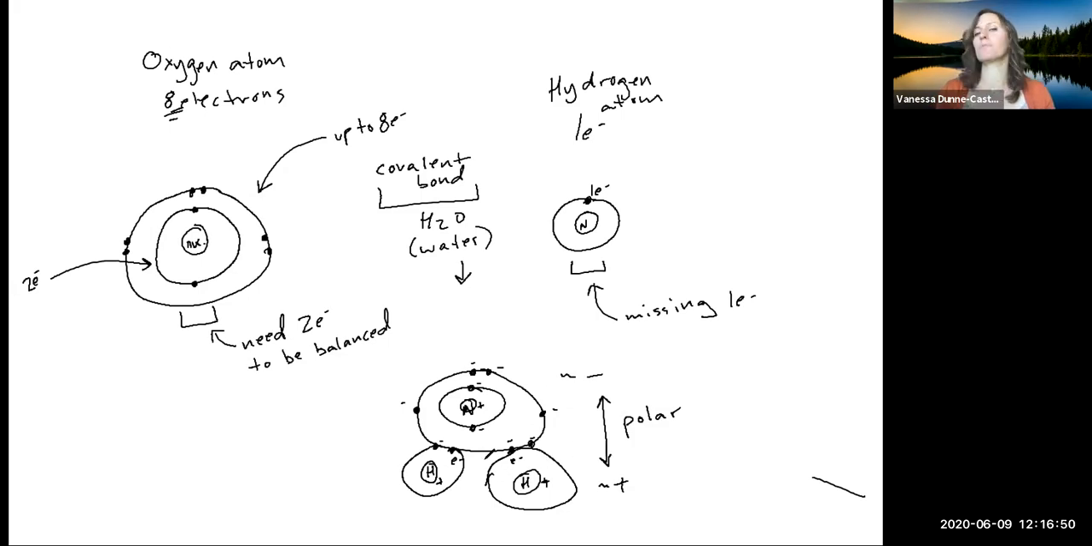This also becomes really important as we discuss some of the characteristics of water, especially how it's a really great solvent, which means it can dissolve just about anything on this planet. And it really has to do with this polarity. So let's kind of go back and look at this.